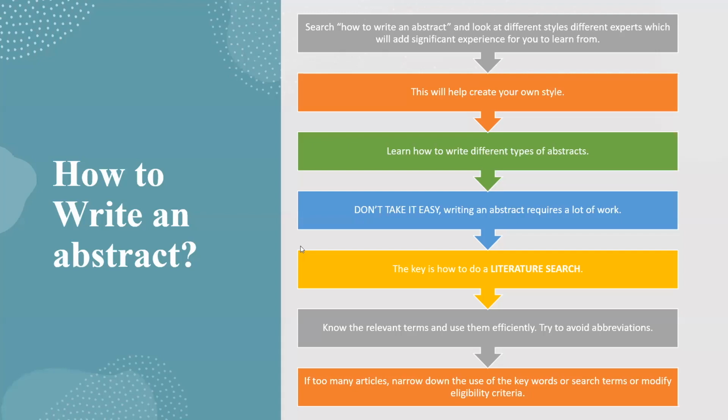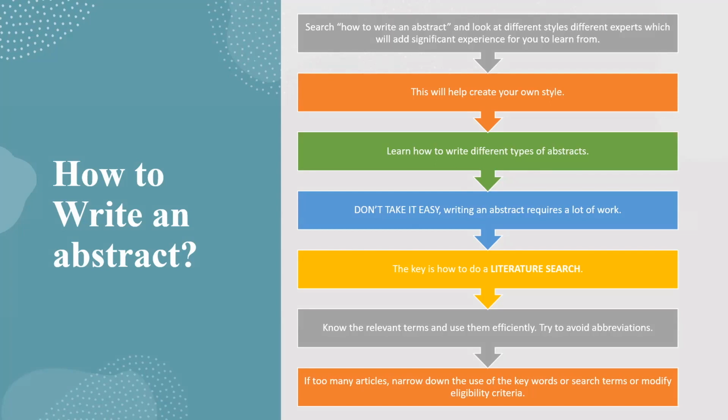Now, how to write an abstract. So basically, some of the major points here are that you have to create your own style, right? And creating your own style requires a lot of hard work. It's not going to come with writing one or two abstracts or papers. Your own style will develop over the years. It does not come in a short period of time.